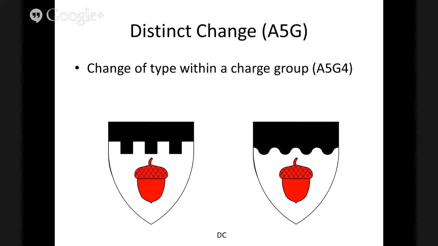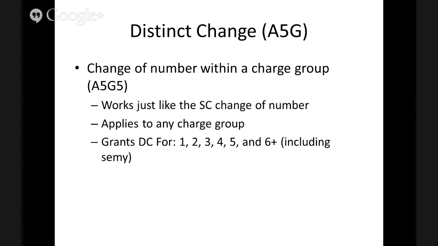You get 1 for the type and 1 for the treatment? No, that's the mistake. Changing the line of the line is part of type. You're not changing from a chief to a bordure and from embattled to wavy. You're changing from a chief embattled to a bordure wavy. That's just one change of type. Plus, remember, you can only get one DC for type to begin with. That's one I see quite often. People think of the line as its own separate thing. It's not. It's part of type. So you don't get an extra one there. I should have had a slide on that.